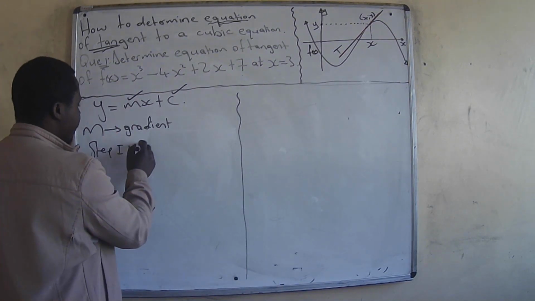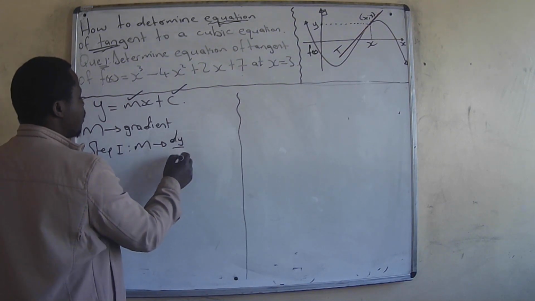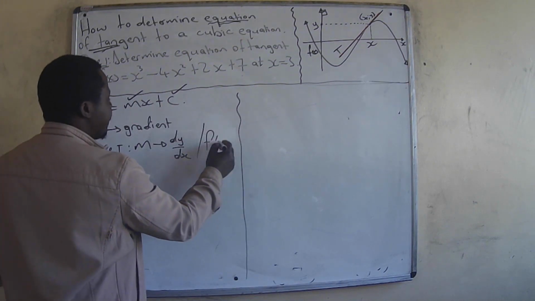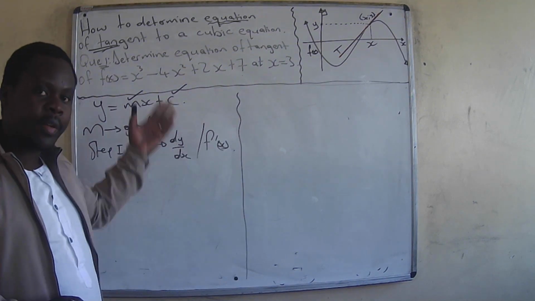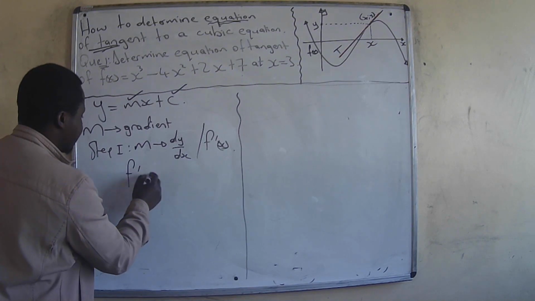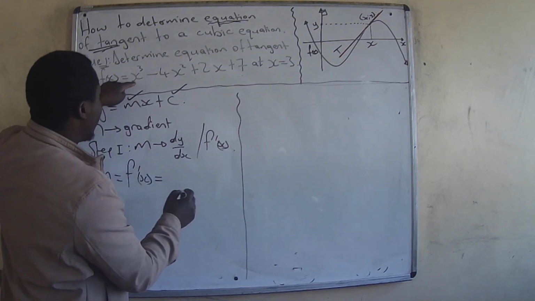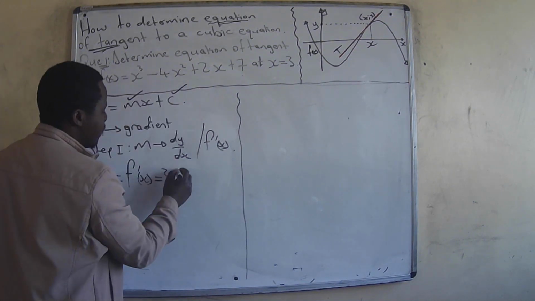Since m is the gradient, it is determined by finding dy/dx, or what we call the derivative of y. So let us determine the derivative according to this equation. The derivative, which is our m, we are going to bring down 3, minus 1, x squared.